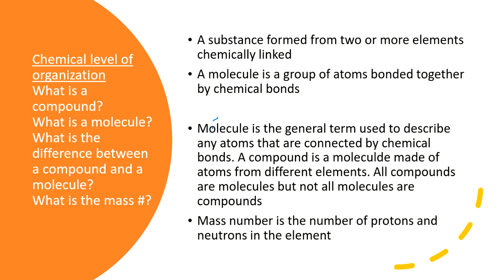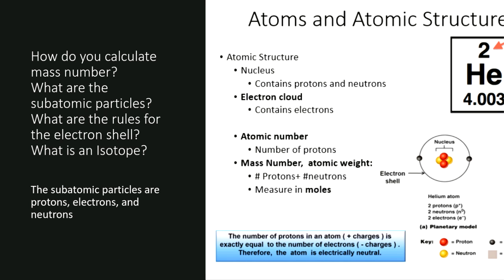Then we're going to get into mass number. This is just the number of protons and neutrons in the element. And the way you calculate mass number is to just go on the periodic table, find the number right here, and this is your mass number. That's basically it. Now the subatomic particles are pretty straightforward. They are electrons, protons, and neutrons. Electrons are negatively charged. Protons are positively charged. Neutrons have no charge.